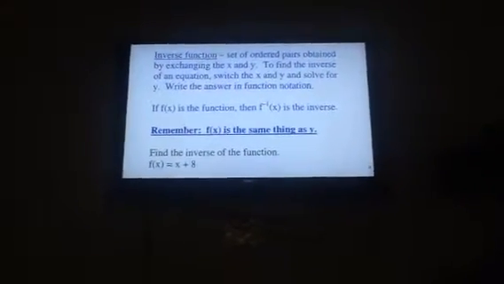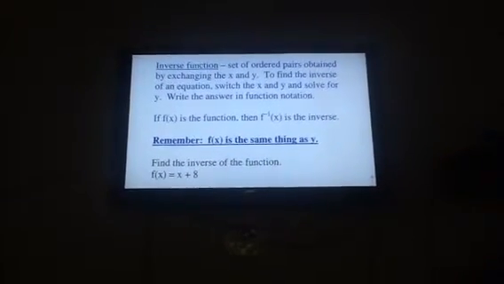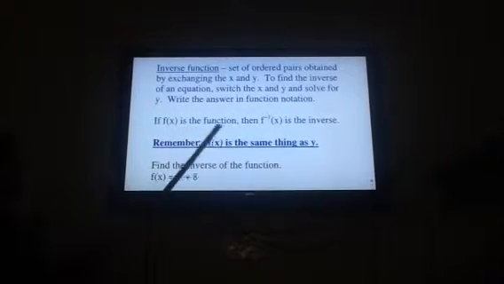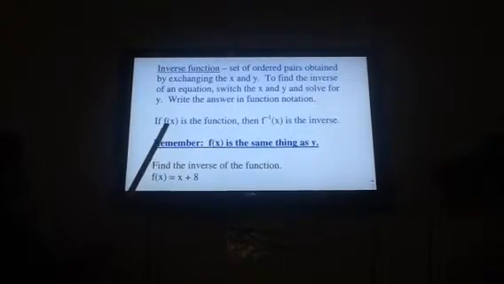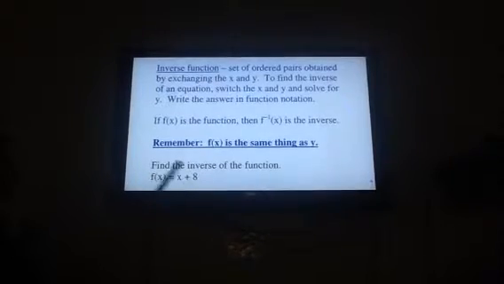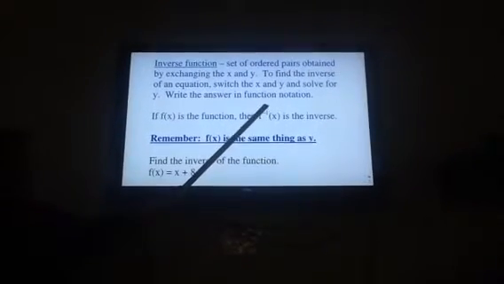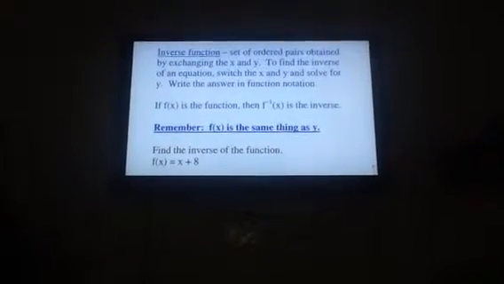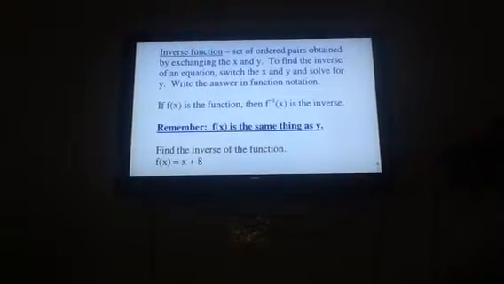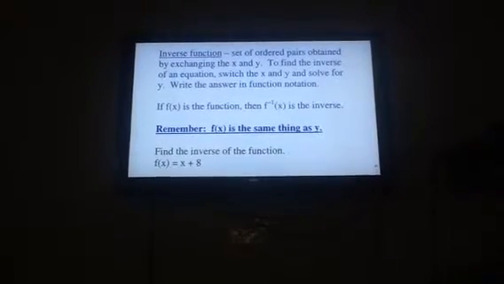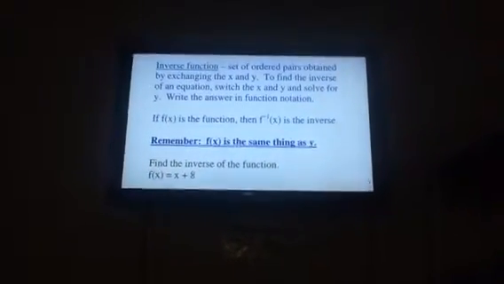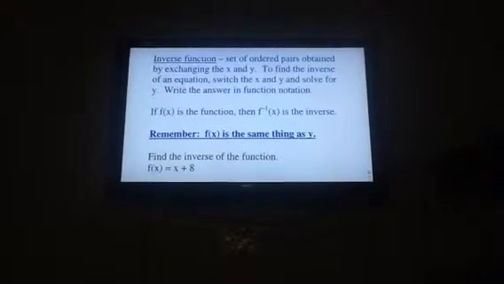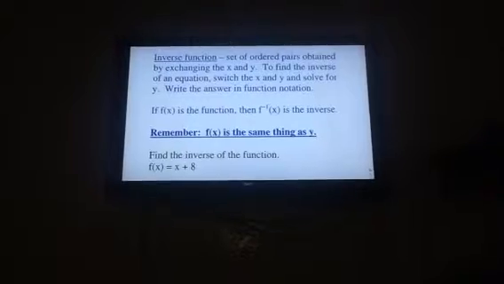Okay? So, when a function is named as f of x or g of x, I chose f this time. If f of x is the function. So if it says f of x equals something, that means that's the function. Then f negative 1 of x represents the inverse of the function. So when you see that kind of notation, f negative 1 of x, g negative 1 of x, whatever letter, it represents that we are talking about an inverse of a function. Okay, so that is inverse notation. Okay?